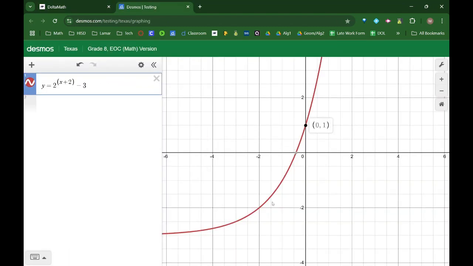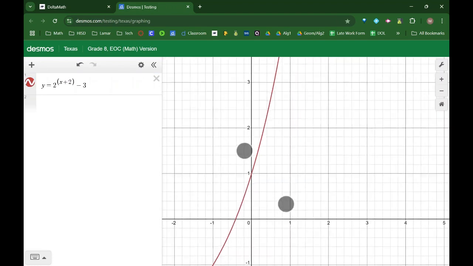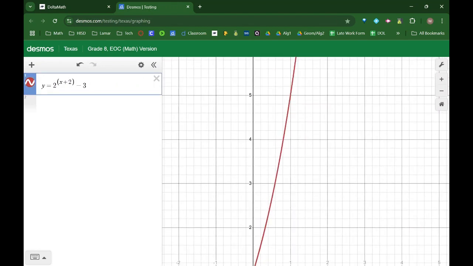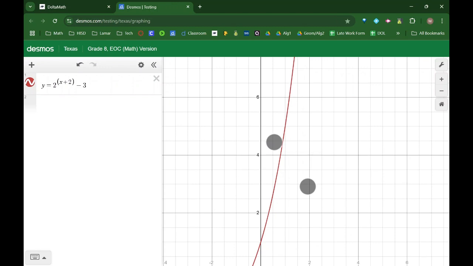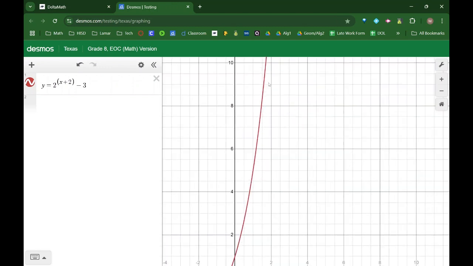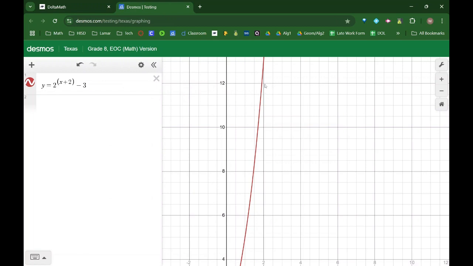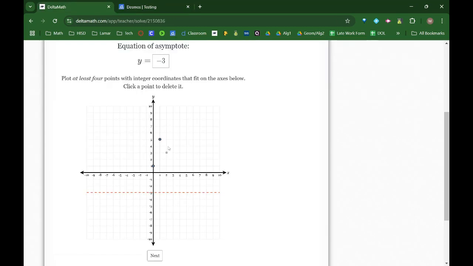Let's try. I can go to 1, comma 5. It looks like a good one here. 5. Now, you'll notice if I go to 2, it's actually going to go beyond the bounds of my graph here. 2 comma 13 is unfortunately not something we can graph on this graph here. So we're going to need to go in the opposite direction.